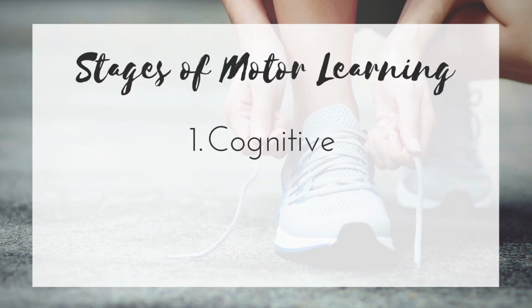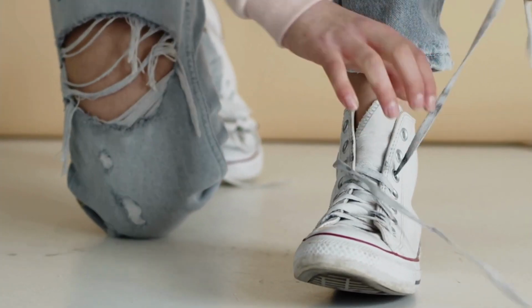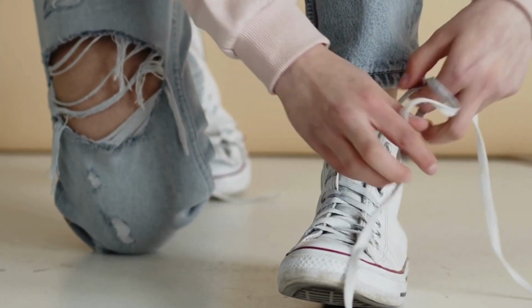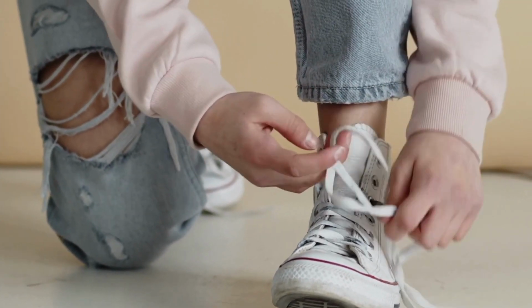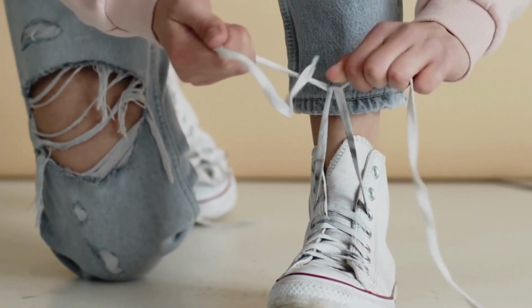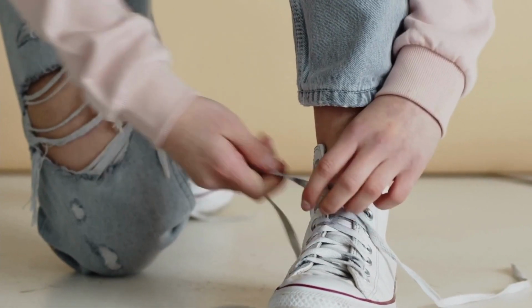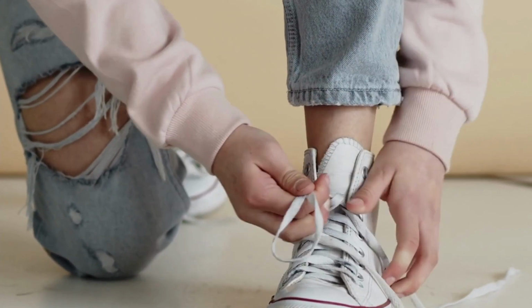So as we discussed, the first stage is the cognitive stage. In this stage, really what we're trying to facilitate is the creation of a mental picture or representation for the client about what the motor skill is. For example, if somebody's learning to tie shoes, you want to give them the different steps involved in tying shoes, the different components of tying shoes. So you want to help them kind of create a mental picture of, okay, what do I need to do and how do I need to do it?